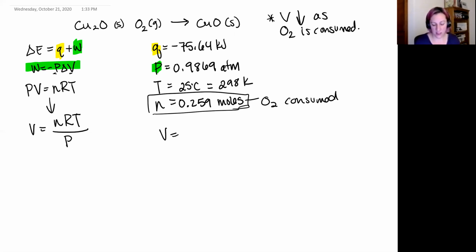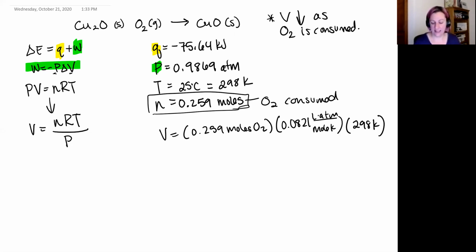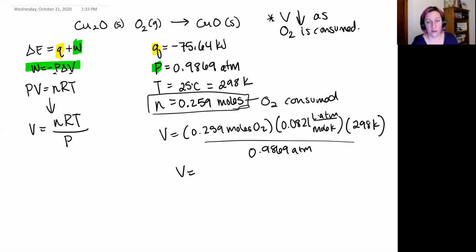So volume is going to be equal to that 0.259 moles. Our ideal gas law constant is 0.0821 liters times atmospheres divided by moles Kelvin, multiplied by our temperature of 298 Kelvin, the temperature the gas is at, all divided by that pressure, which is 0.9869 atmospheres. Plugging that into our calculator, we're going to get a value for volume that is 6.42 liters. So that means that this is the volume that the system will decrease by.